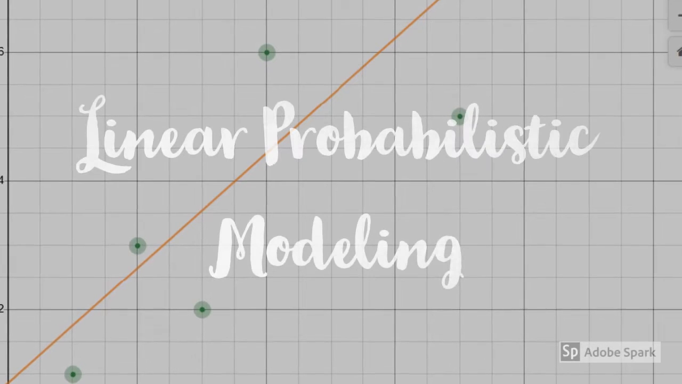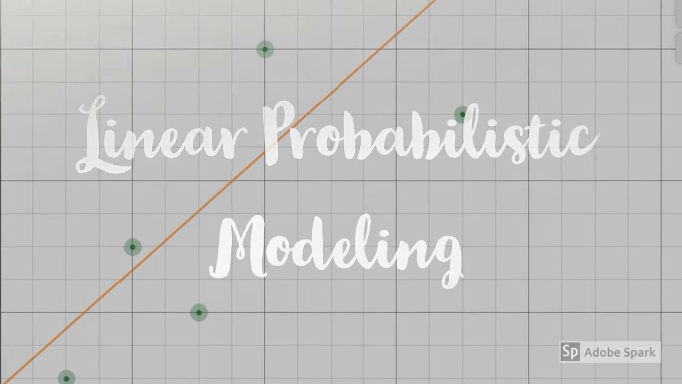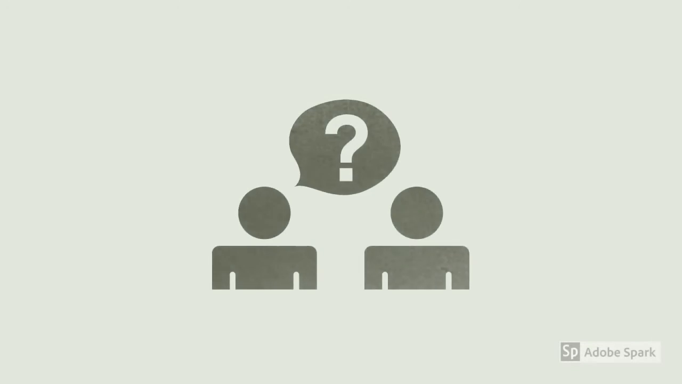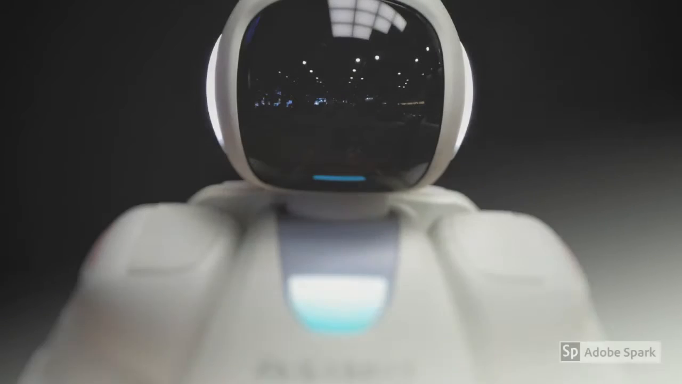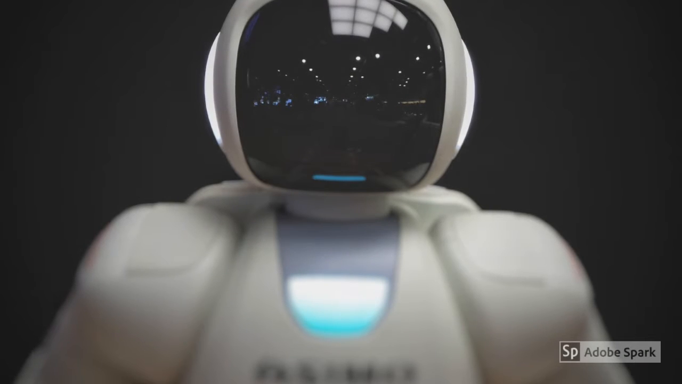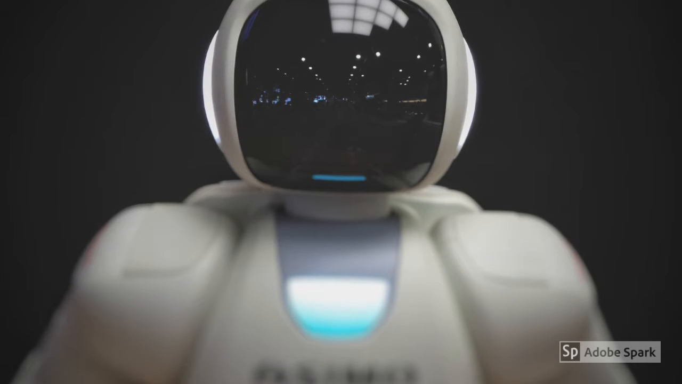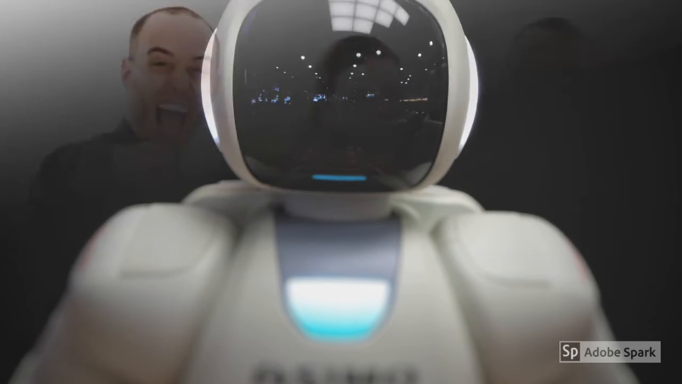Today I'm going to be talking about linear probabilistic modeling. Now you all must be wondering, what is linear probabilistic modeling? Well, it's a statistical function that allows us to see, wait for it, into the future. That's right, statistics is like a third eye for engineers.